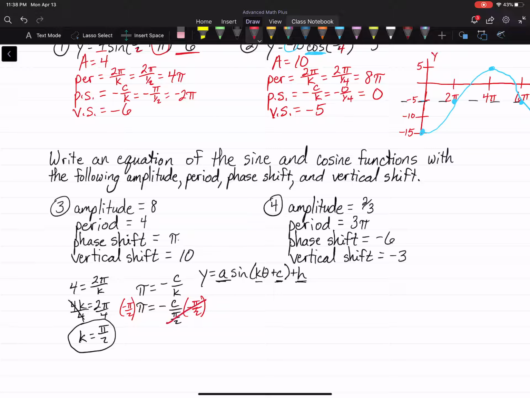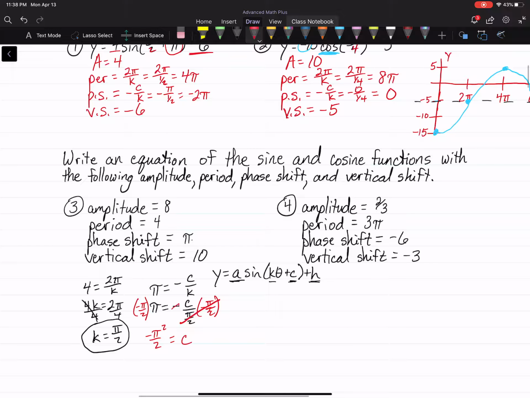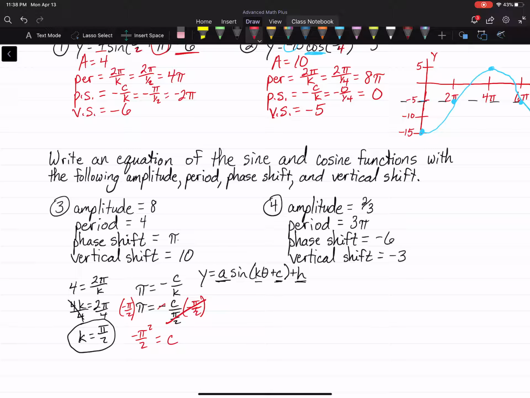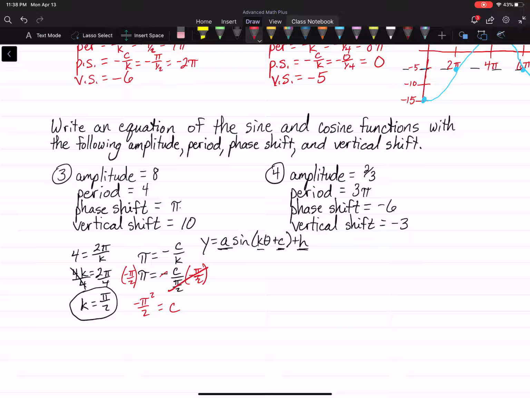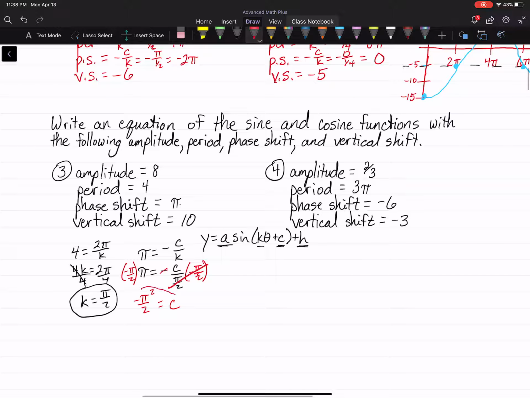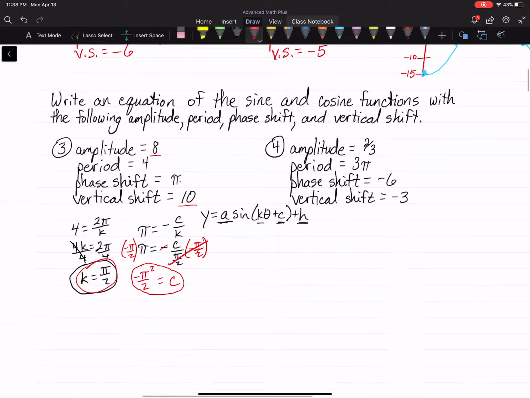These cancel. And over here, I get negative pi over 2 squared, excuse me. And I'm trying to make sure I didn't mess something up. Nope, we're good. So negative pi squared over 2 equals C. And that's ugly, but that's the answer. So now we have C, and we have H, A, and we have K. And the last part is just to write the equation.